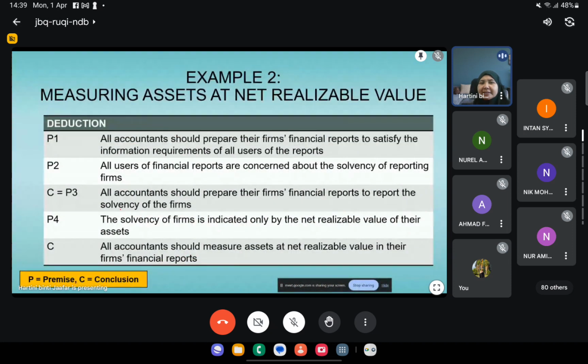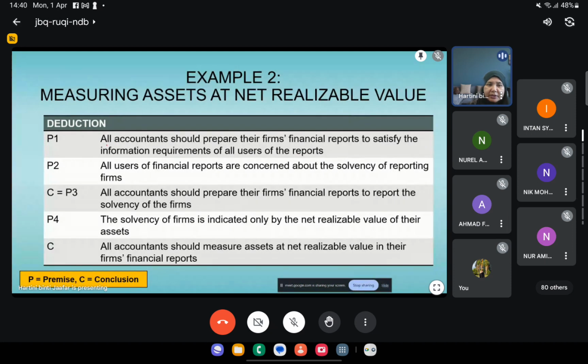Okay, so ramai orang dia tak suka inductive ni sebab dia banyak kerja lah. You kena observe satu-satu, lepas tu you kena identify dia punya pattern, data dia macam mana, how they connect dan sebagainya. Kadang-kadang mengambil masa yang sangat lama kan. So ini another example, you boleh tengok juga. For deductive, let's say in terms of measuring asset at net realizable value.